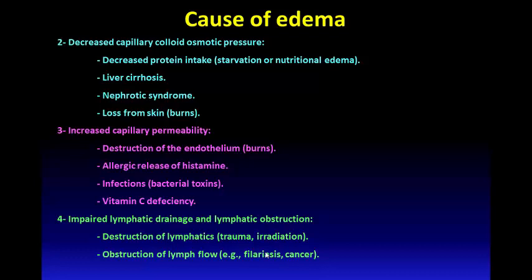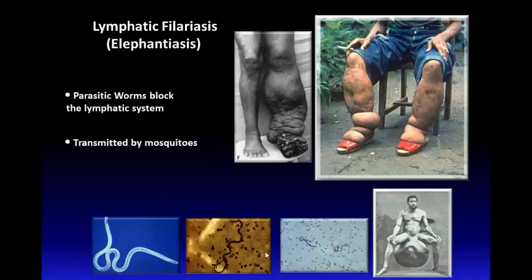Hence, the excess fluid which filters at the arteriolar ends of the capillaries will not return back to the circulatory system, and it would accumulate in the interstitial fluid, resulting in the development of edema. And here we have lymphatic filariasis. This is a lymphatic edema in the lower limb because of filariasis.